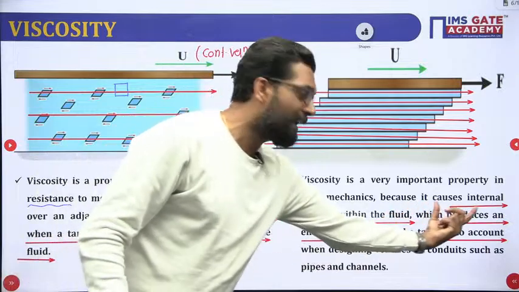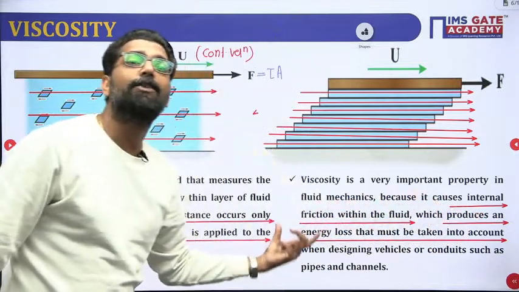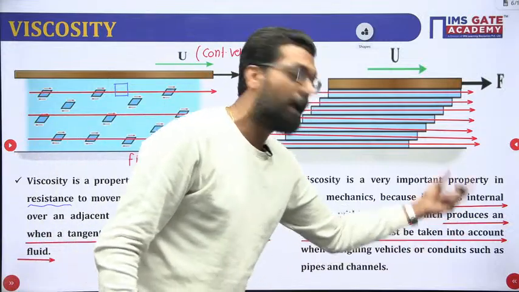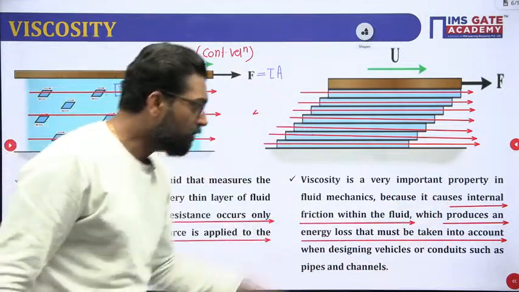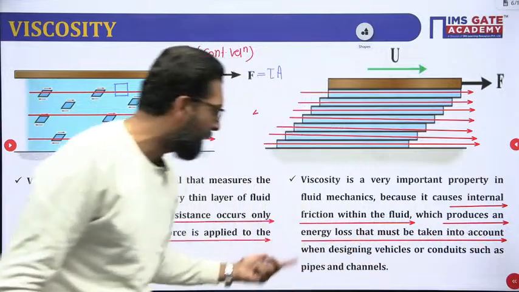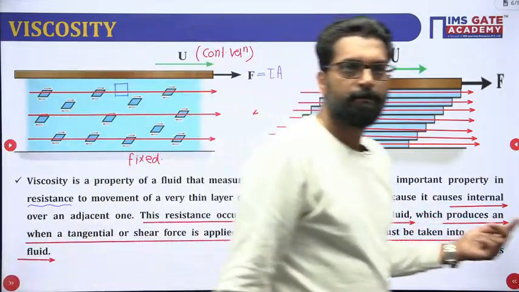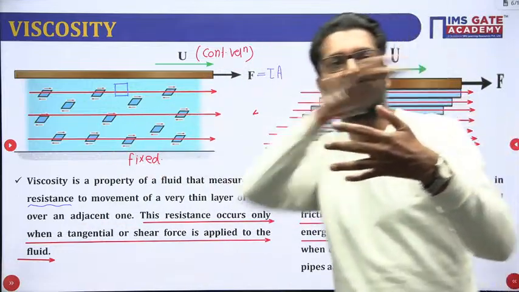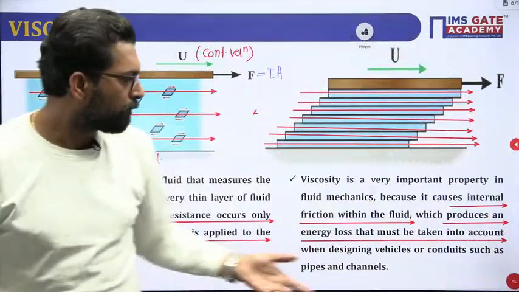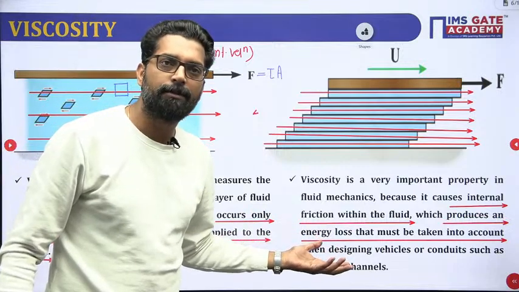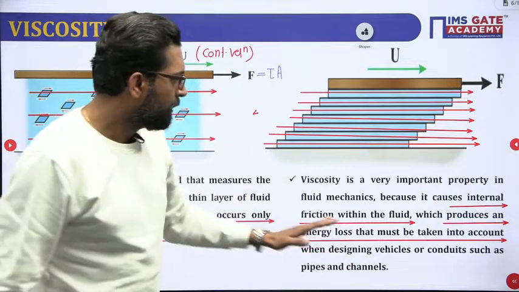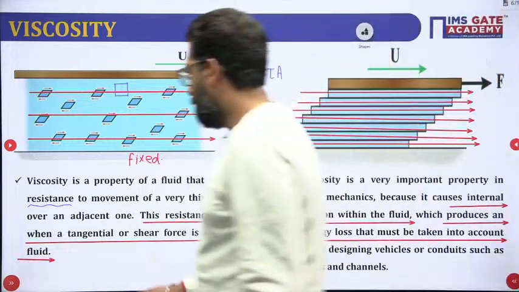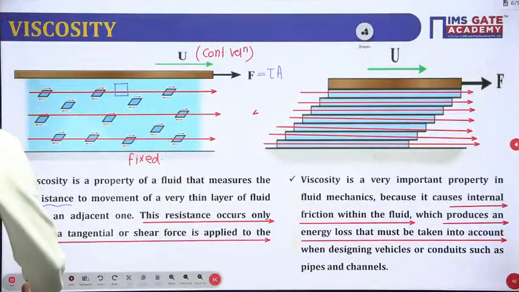That energy will be lost due to the frictional resistance, and that energy loss we have to account for when we design any channel, pipes or vehicles. Why? Because vehicles are moving, so there must be a drag, frictional drag. That is also a kind of viscous internal resistance. So if you design, you must have knowledge about the viscosity. Clear?